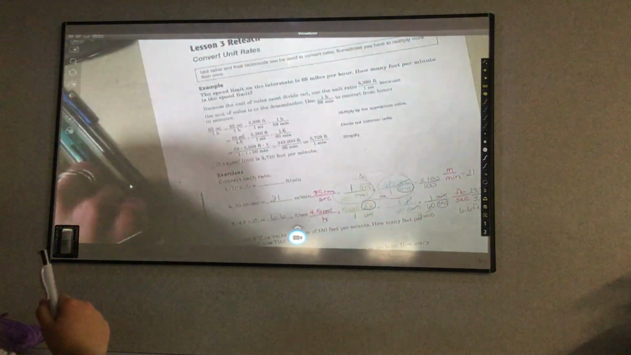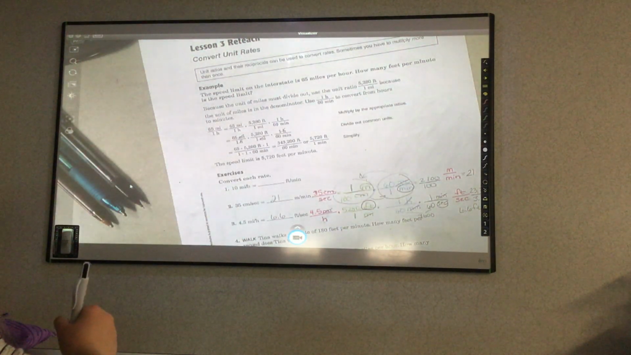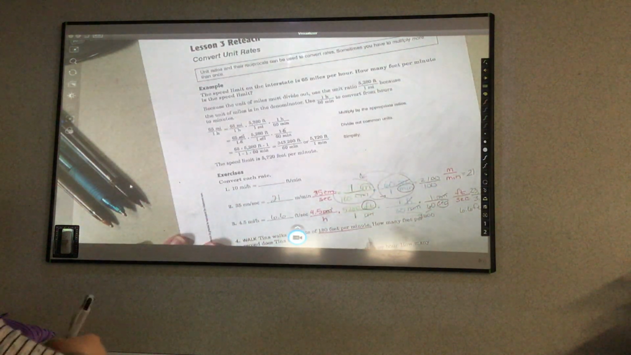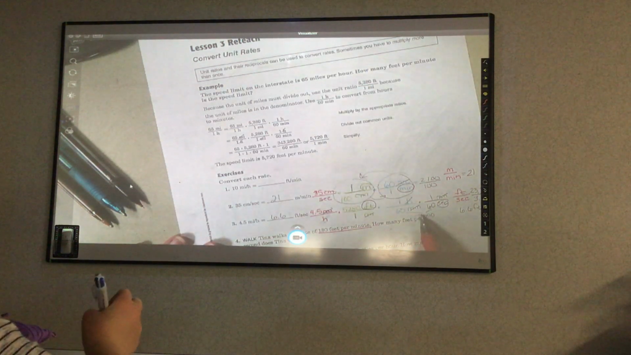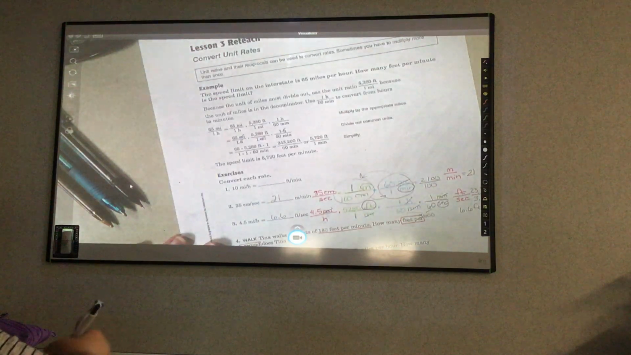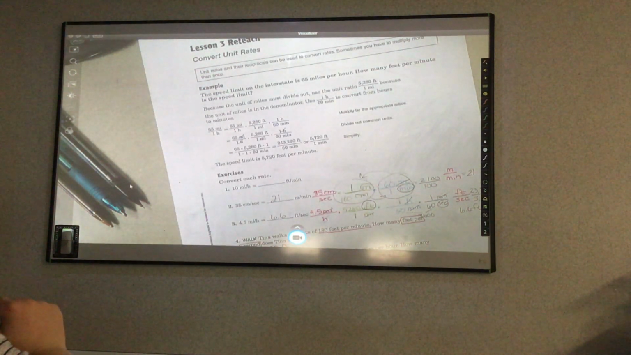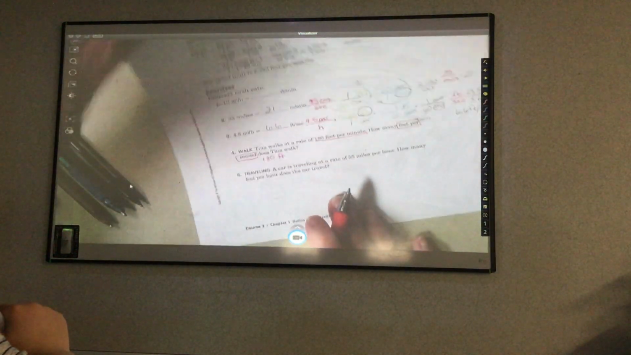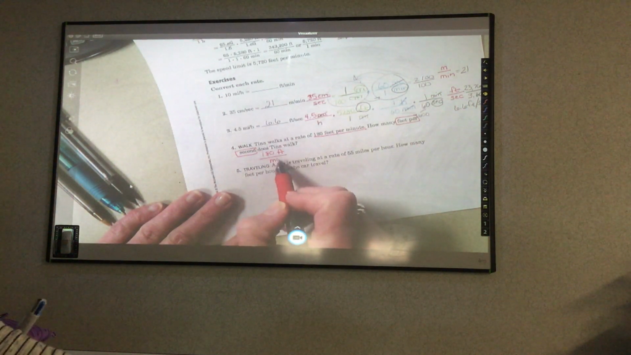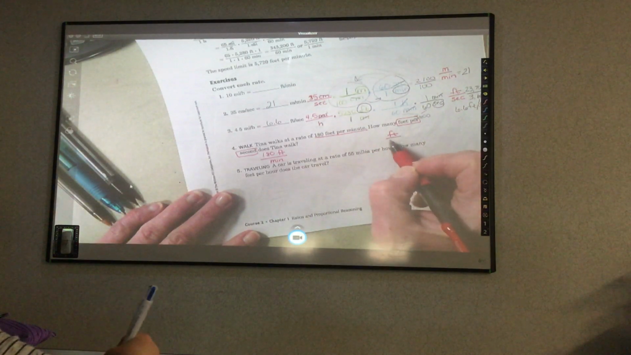Tina walks at a rate of 180 feet per minute. How many feet per second does Tina walk? Underline 180 feet per minute. Box up what I need at the end. Feet per second. Start with what I know. 180 feet per minute, and all the way down at the end I want feet per second.